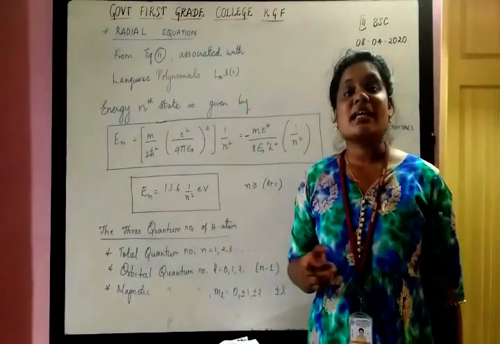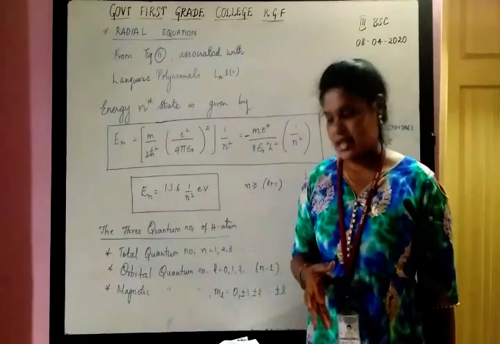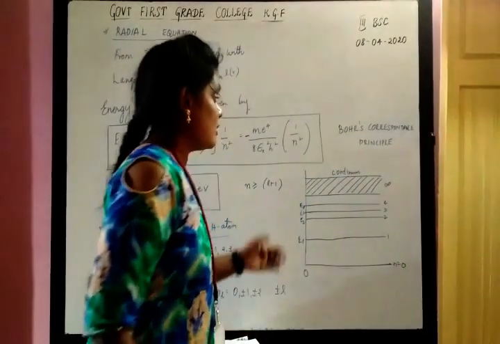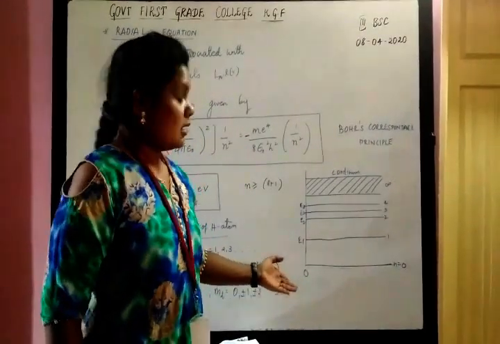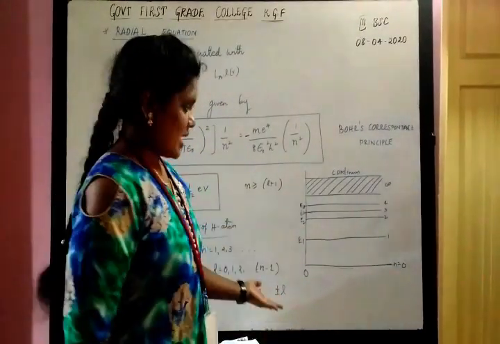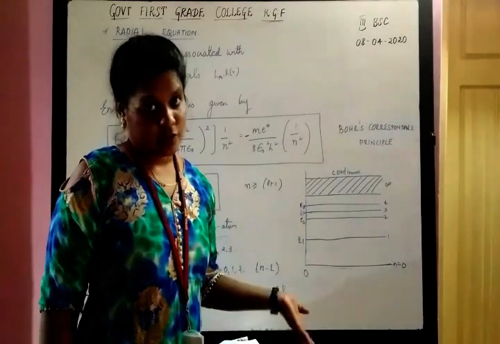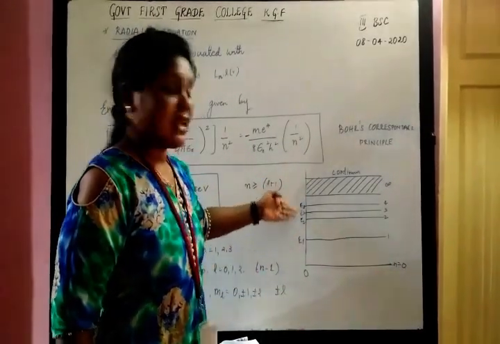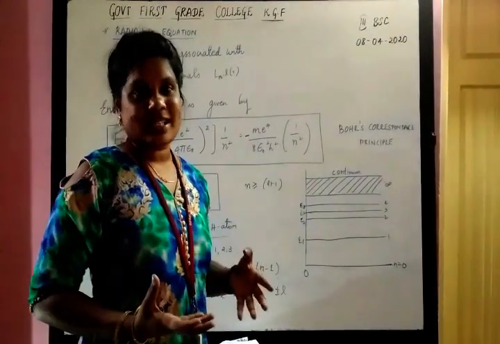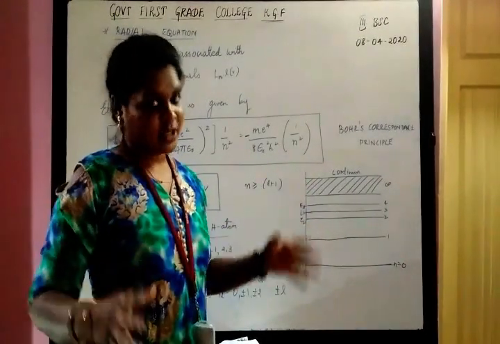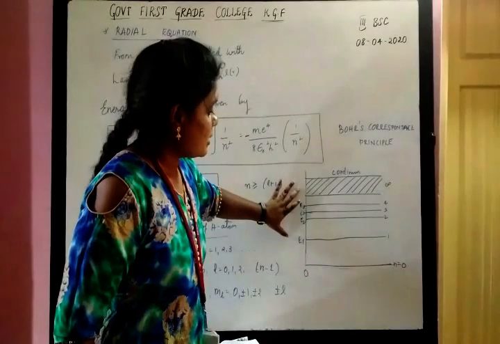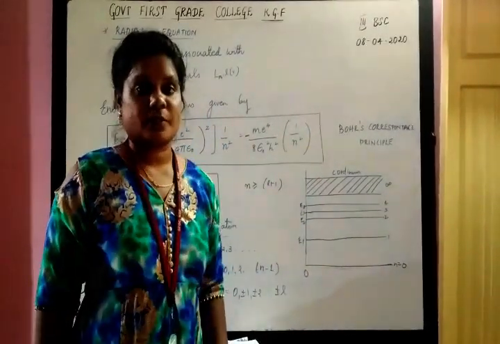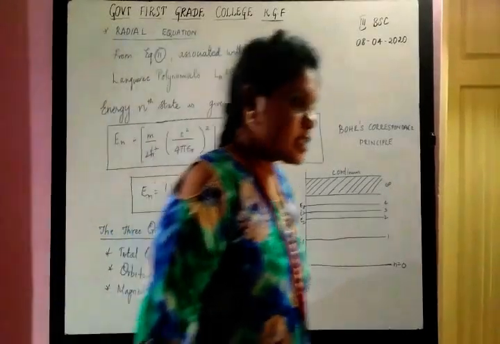And next, let's see the energy levels of the hydrogen atom. Here, as the n values increase, the energy levels are very closely spaced, tending to the classical limit. This is known as the Bohr correspondence principle. So, this is about the hydrogen atom in Schrodinger's theory.